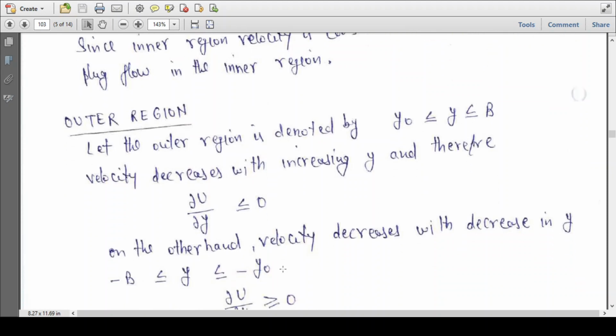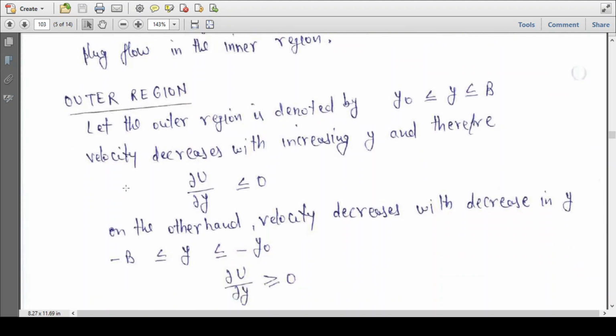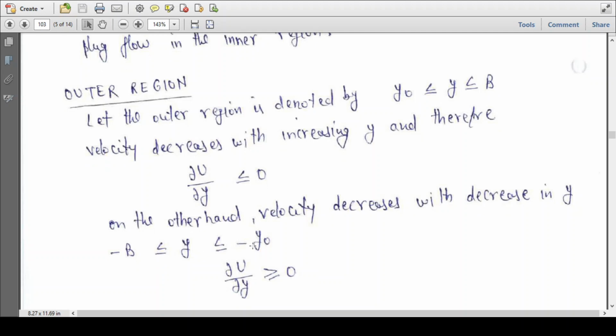Now after that, there would be the outer regions. Let the outer region be denoted from y naught to b on the positive y side, and minus y naught to minus b on the negative y side. In this case, on the plus side velocity decreases with increase of y, so del u upon del y is less than or equal to 0. On the other side, velocity decreases with the decrease in y. So in this case, you have minus b less than or equal to y less than or equal to minus y naught, so del u upon del y is greater than or equal to 0.